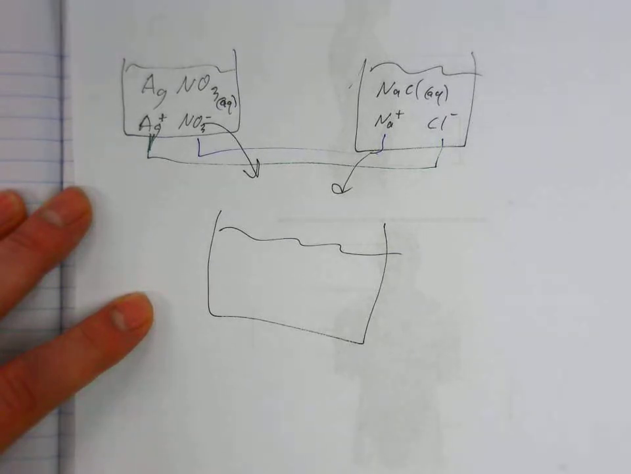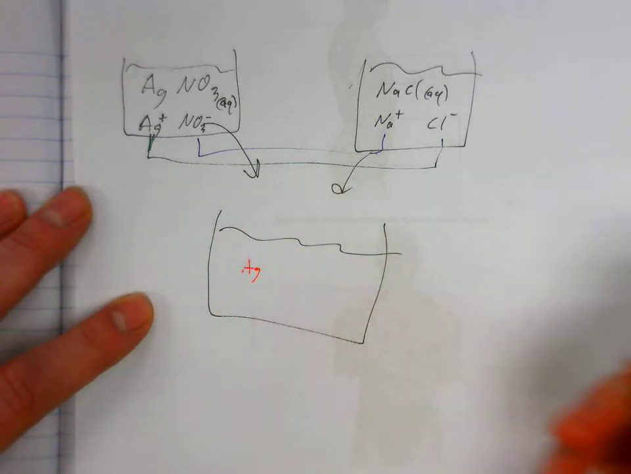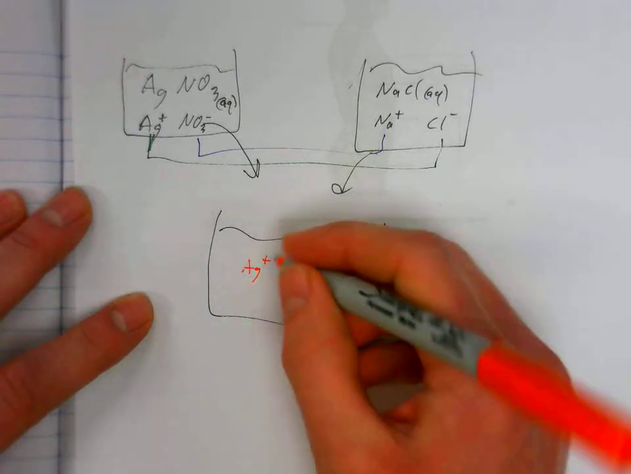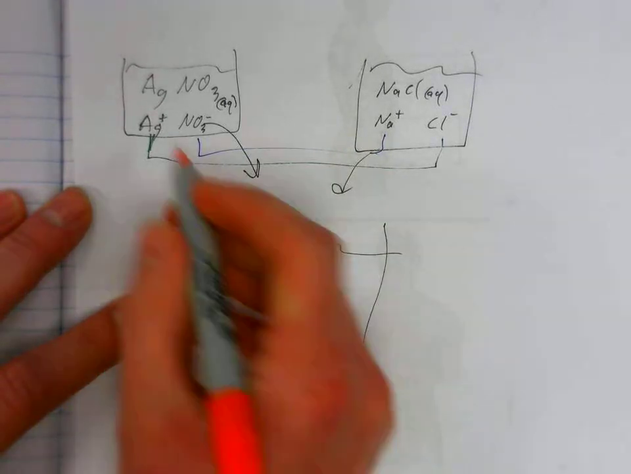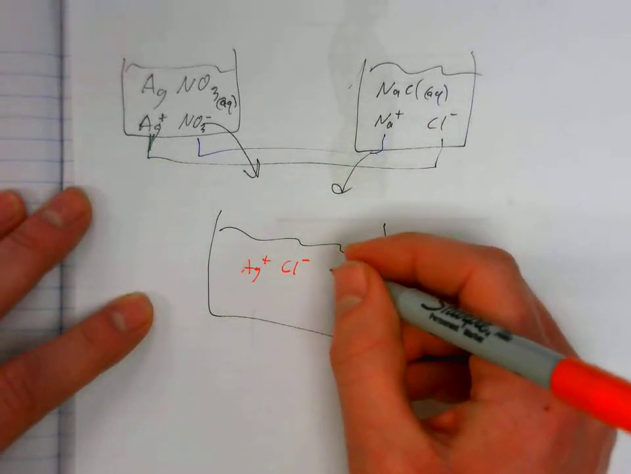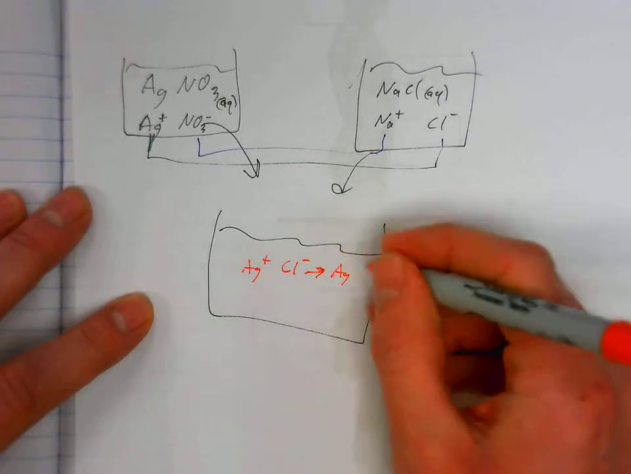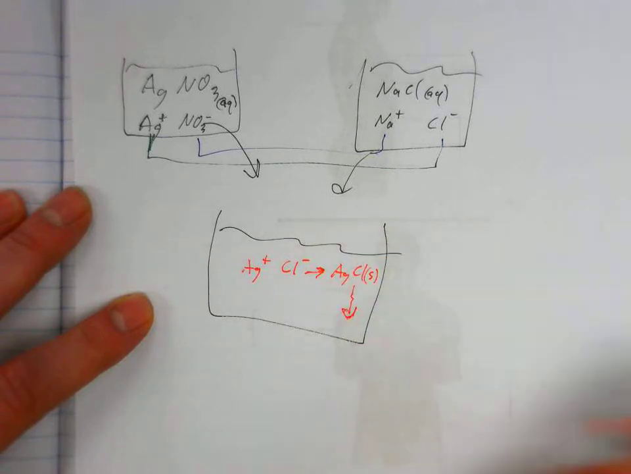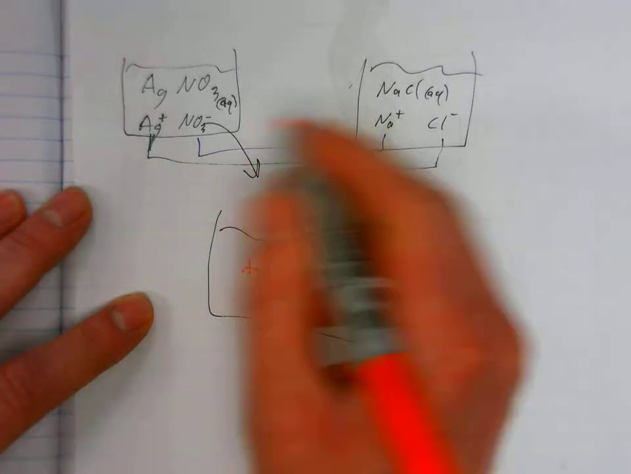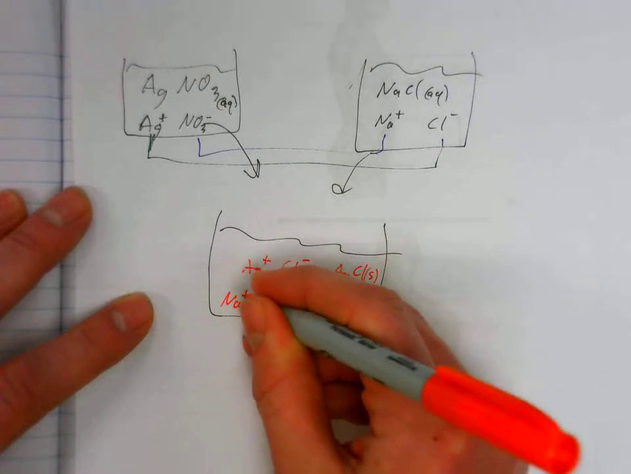And in this case, the silver and the chlorine, that combination, it turns out, is insoluble. So it forms a solid that would precipitate down to the bottom, while the nitrate and the sodium continue to float around.